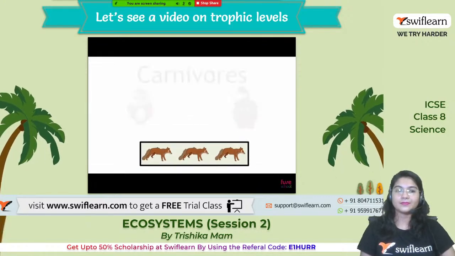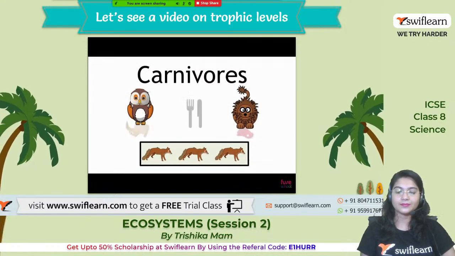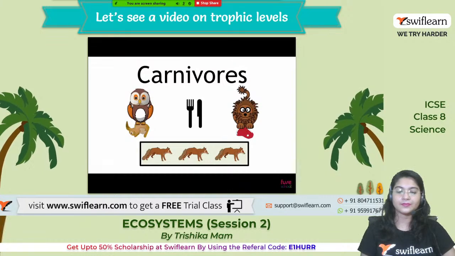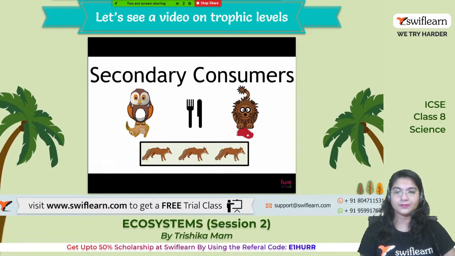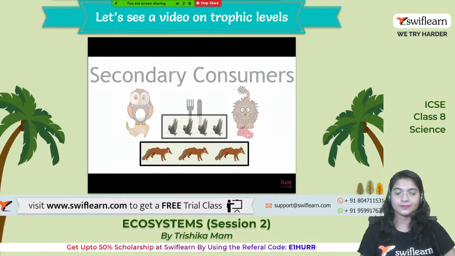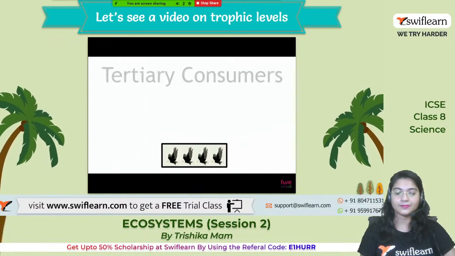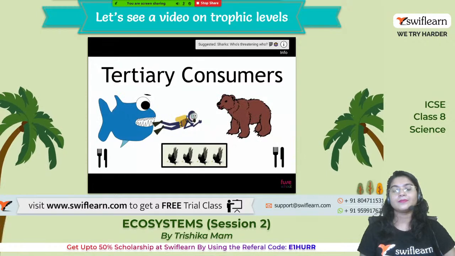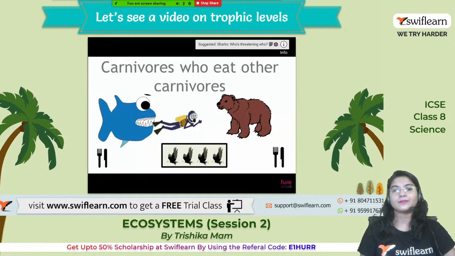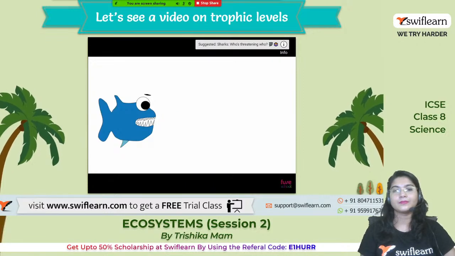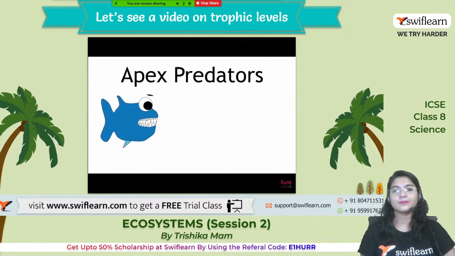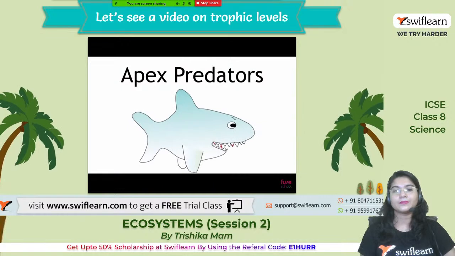Level 3 is carnivores, who eat herbivores. They are eating organisms from level 2, so they are the secondary consumers. Secondary consumers are followed by tertiary consumers. Level 4 is carnivores who eat other carnivores. Level 5 is the apex predators, the top of the food chain, where the organism isn't eaten by other animals.